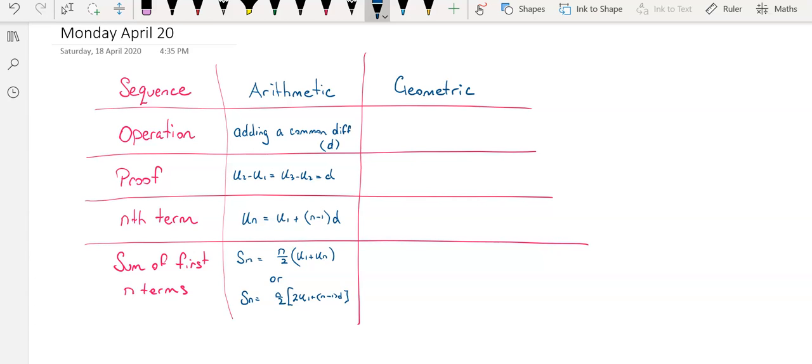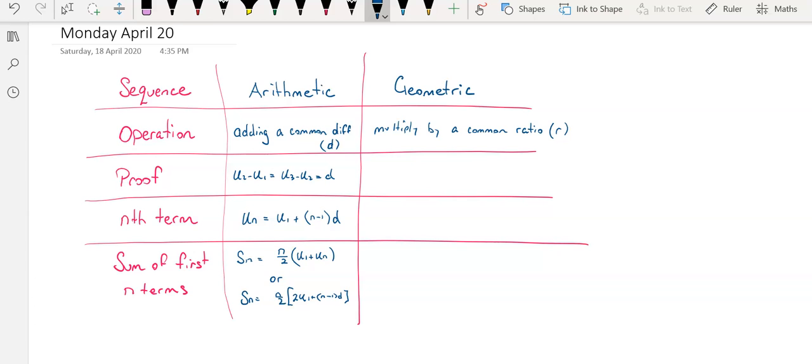Okay, so now into geometric. Now in geometric progressions, we don't add to get the next term, we multiply to get the next term. So we multiply not by a common difference, but in this case by a common ratio. Now any term minus the term in front will give you the difference. In geometric, to define that common ratio, it's division. It'll be any term divided by the term in front. So it's a common ratio, and we use the letter R to denote the common ratio.